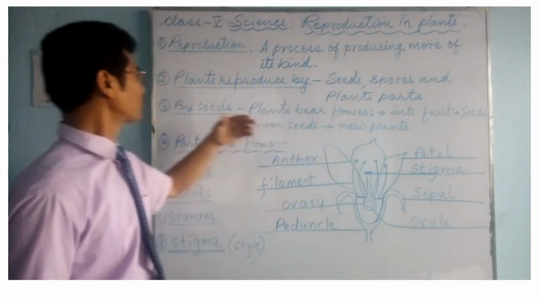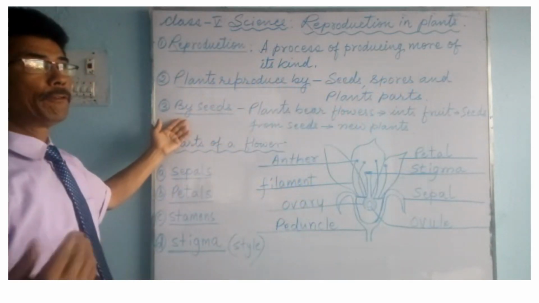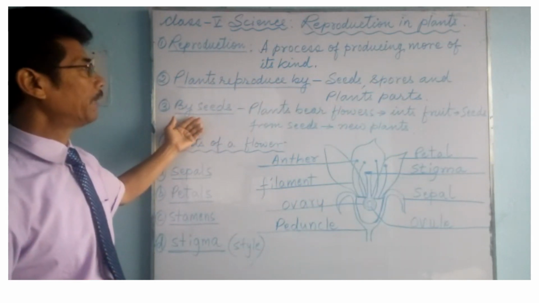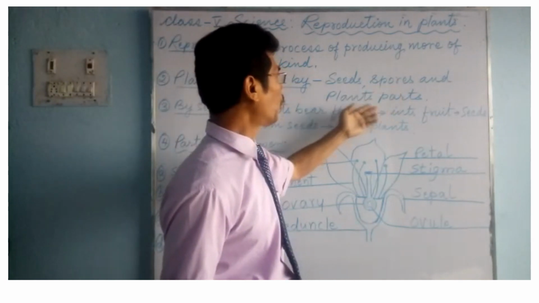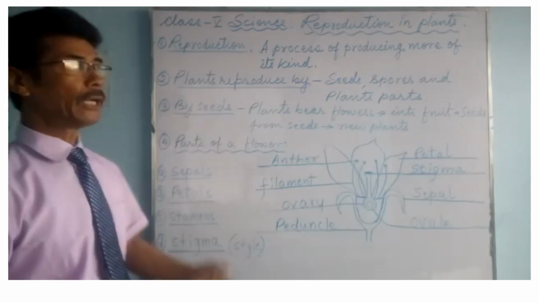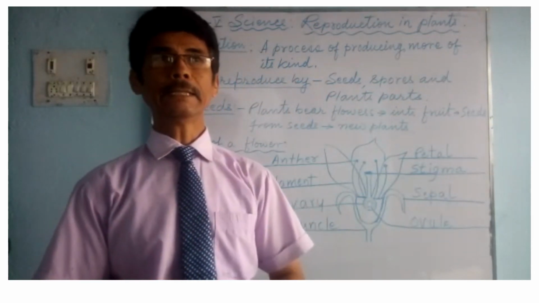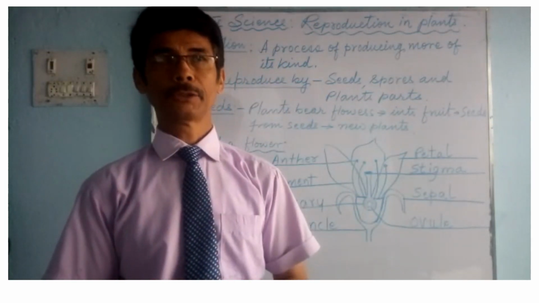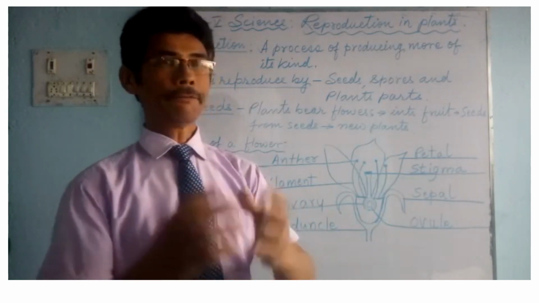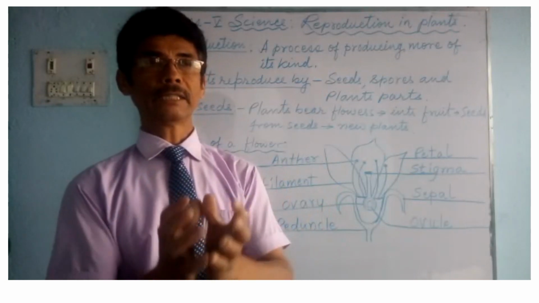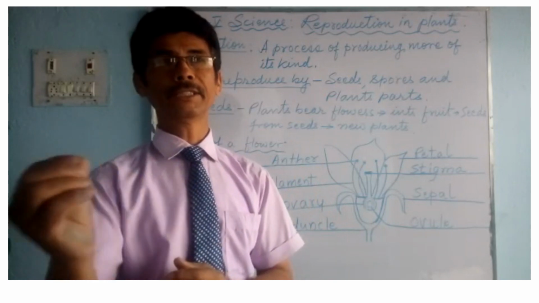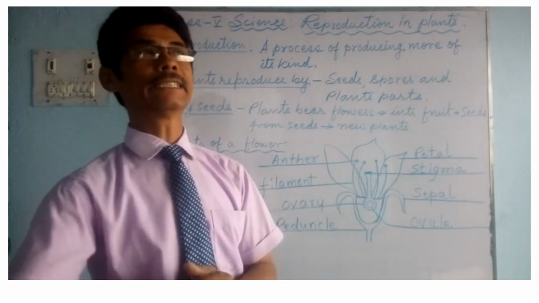So plants reproduce by seeds, spores and plant parts. We'll learn about that. Number 3, first we'll learn about how they reproduce by seeds. Then we'll talk about the spore and the plant parts. First we'll talk about seeds. We know that most of the plants produce flowers. They bear flowers. And from flowers the fruit comes up. As the time passes, the fruit comes up. And inside the fruit there is a seed. And inside the seed there is a baby plant.